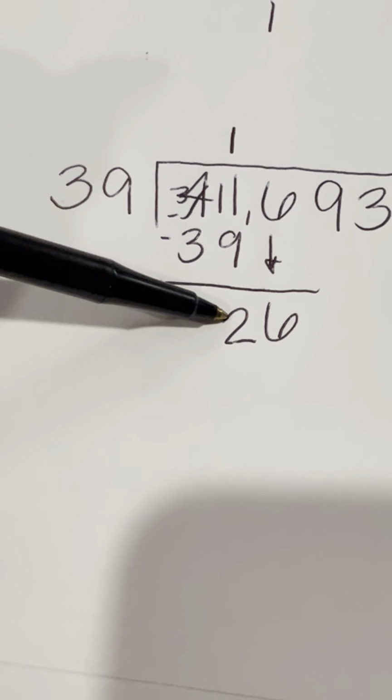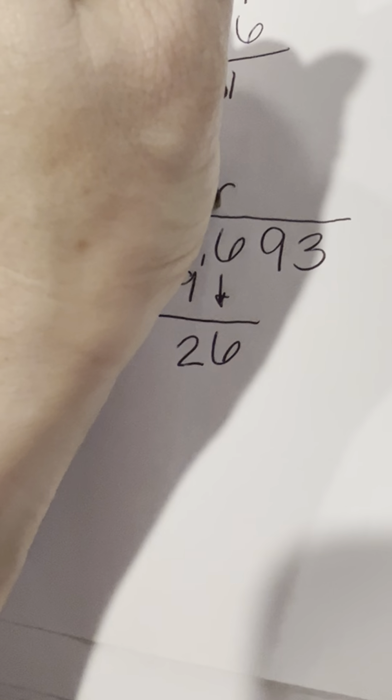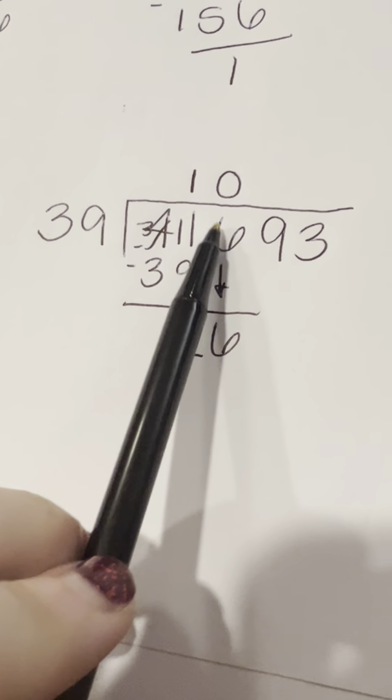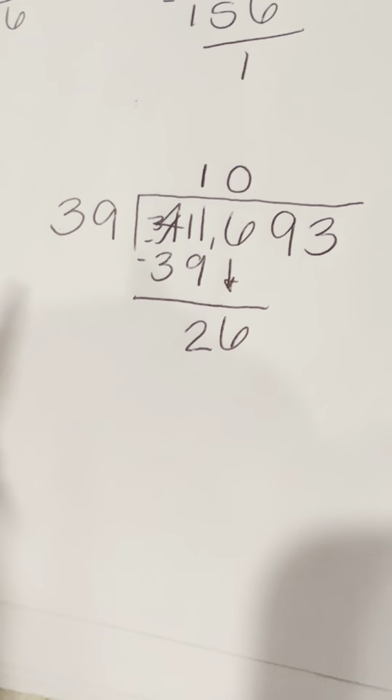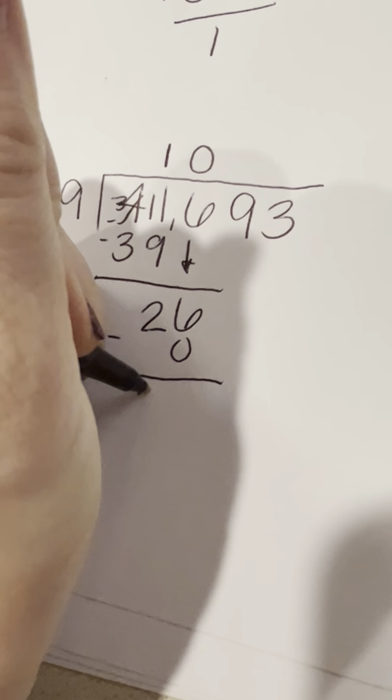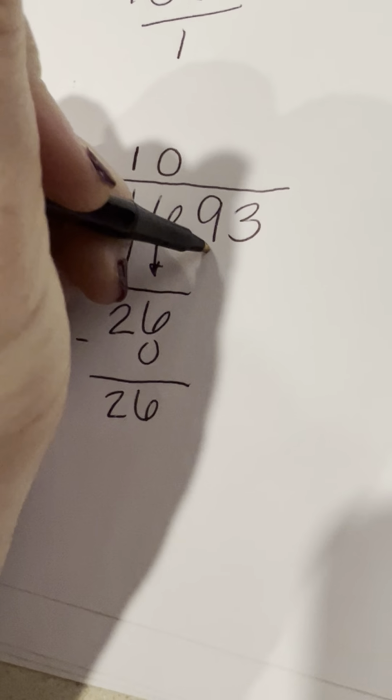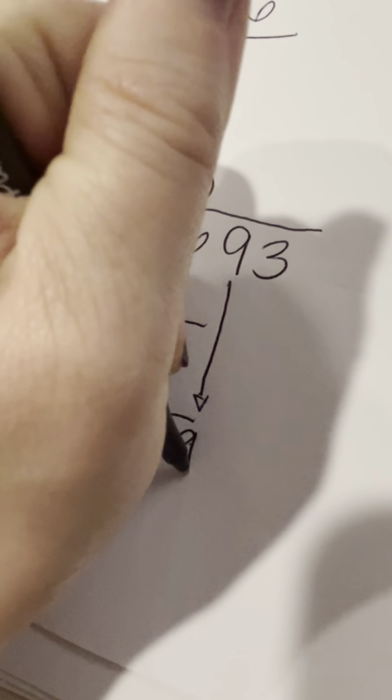So since 39 doesn't go into 26, I just put a 0. Again, I have to put it on top of here because this is what I'm dividing into. So 39 times 0 is obviously 0. Then I can subtract and get 26. And now I'm bringing down my 9.